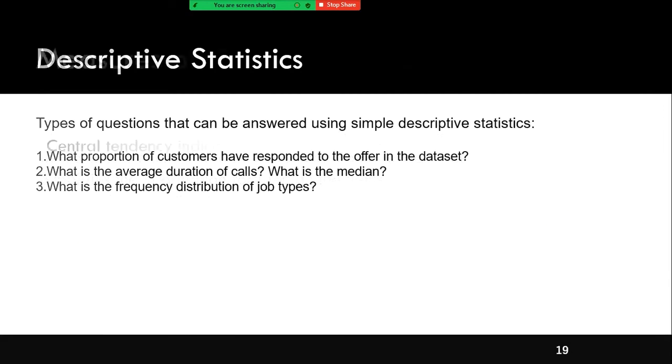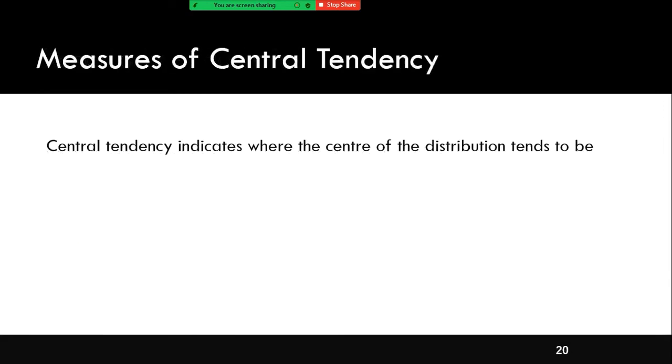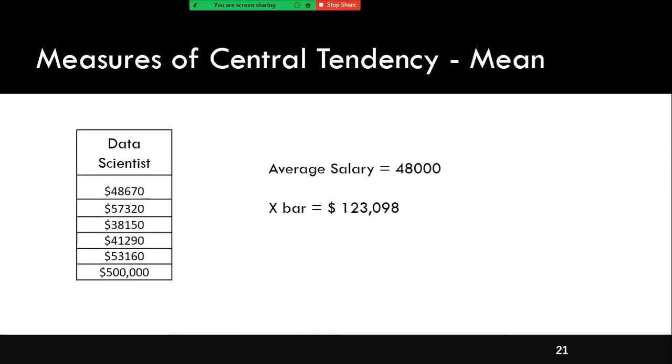As part of measures of central tendency, we are very particular about the central location of the data in the distribution, where the center of the distribution tends to be. That is what we care about in the measures of center. In the measures of central tendency, we use these measures more frequently: mean, median, mode. So what is mean? Mean is average.